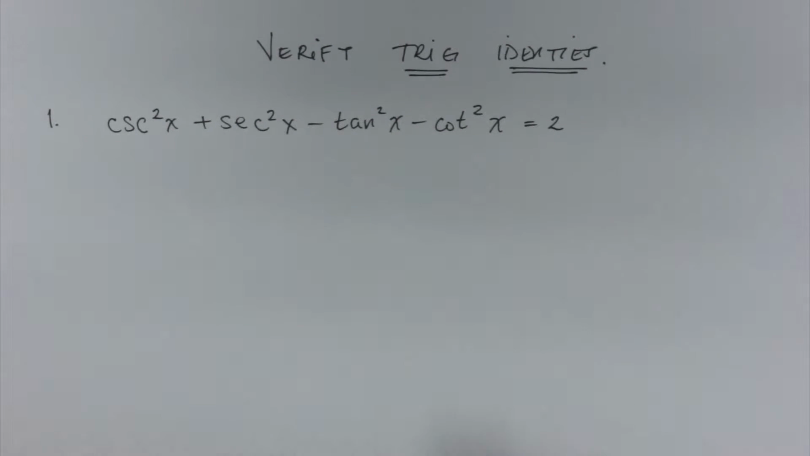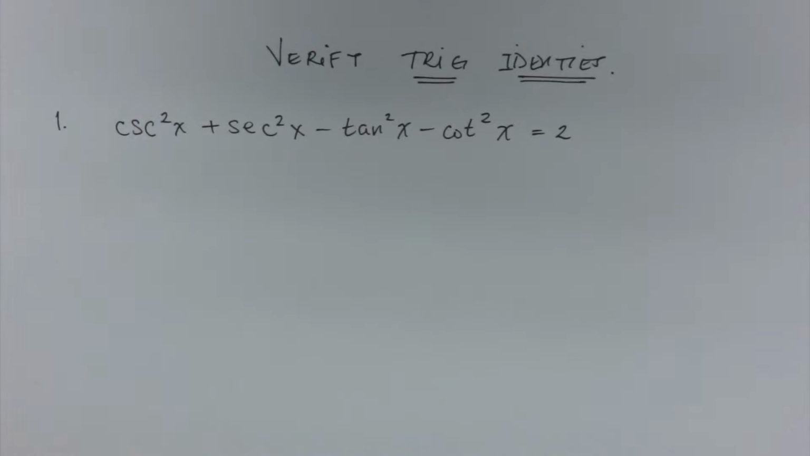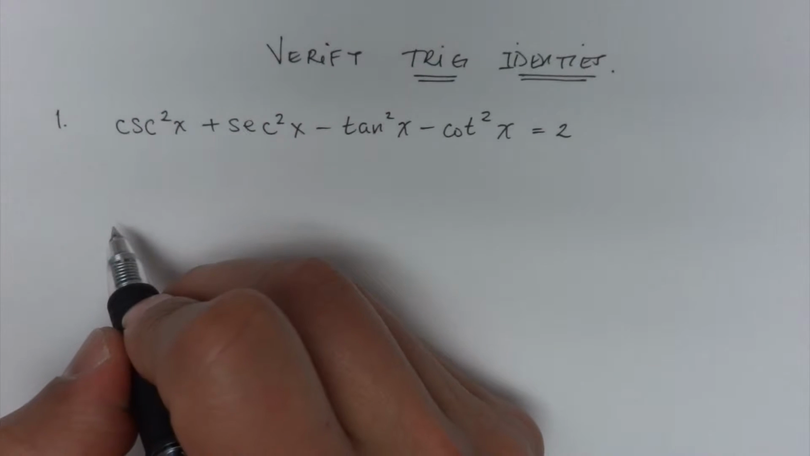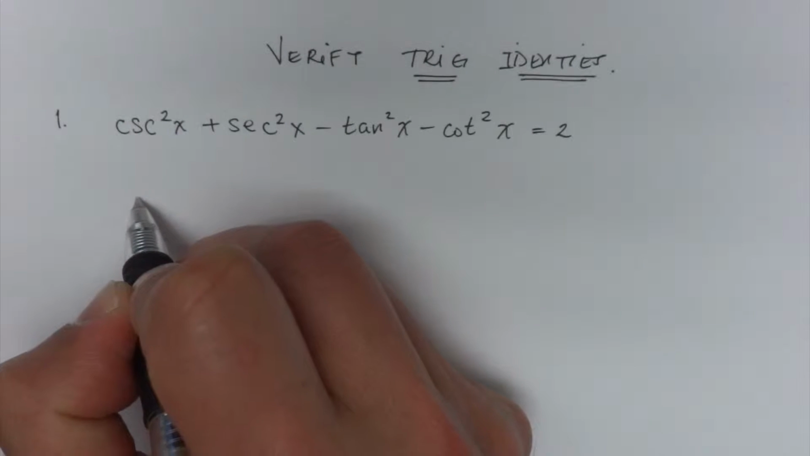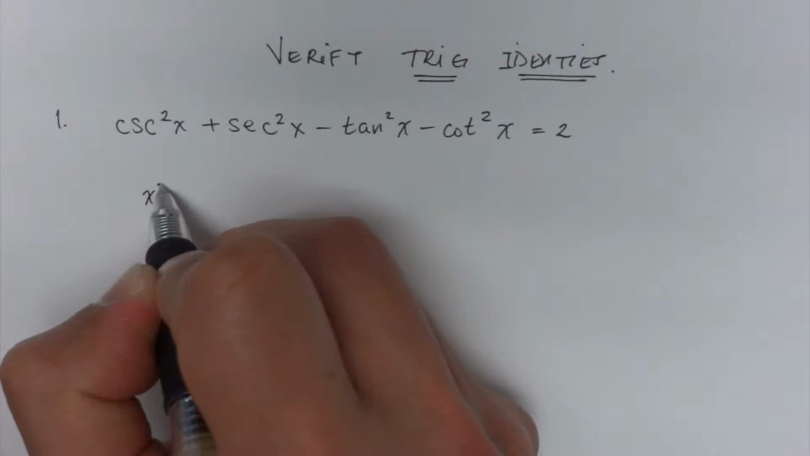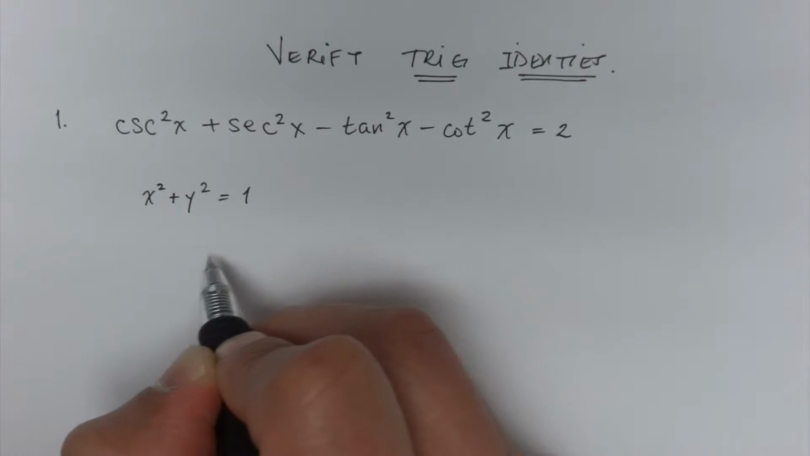Alright guys, we're going to go ahead and verify some trig identities today. And these are very important for pre-calculus and being able to manipulate sine, cosine, tangent. Now, if you remember Pythagorean Theorem, we have x squared plus y squared equals 1. Okay? And that's pretty normal.